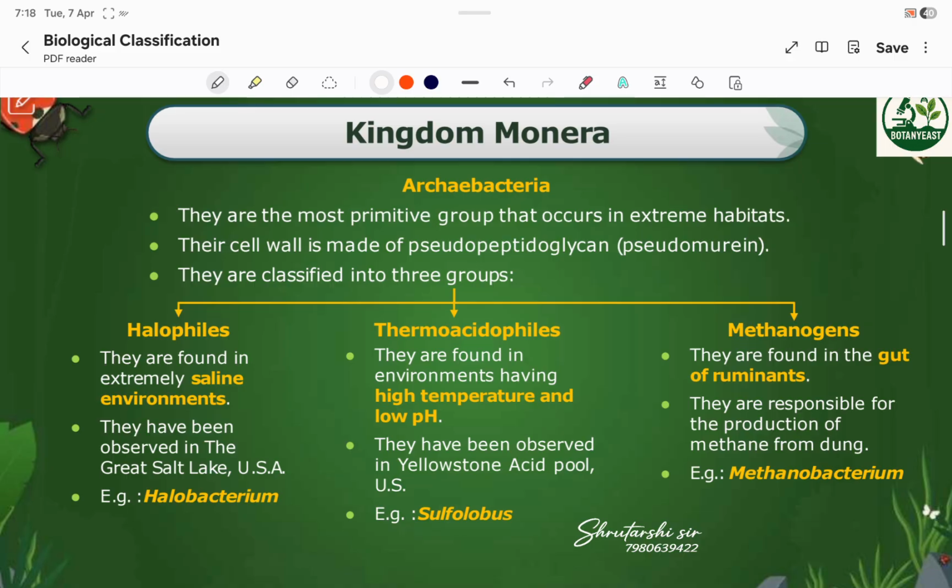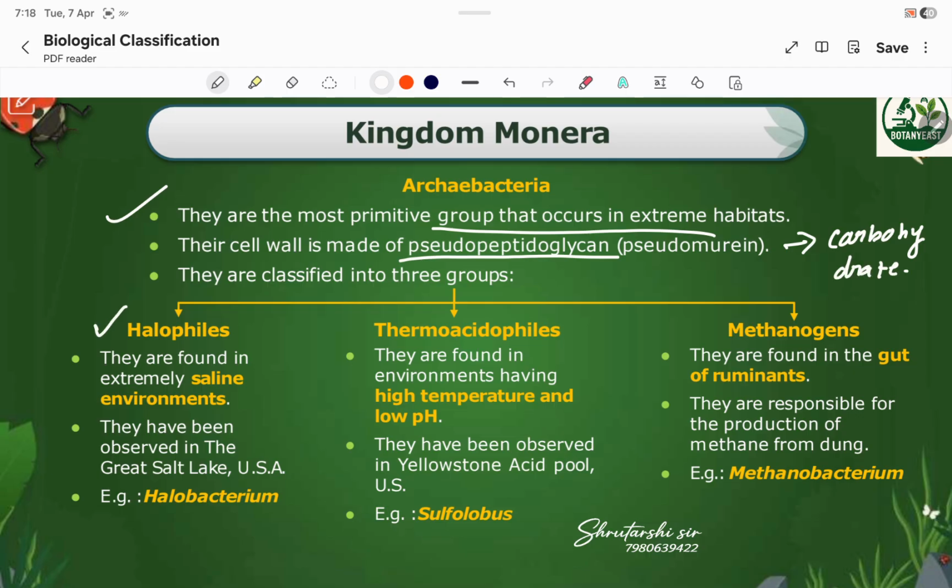Now, archaebacteria are the most primitive groups and they are present in the most extreme habitats. Their cell wall is made up of pseudopeptidoglycan. Pseudopeptidoglycan is a carbohydrate. Now comes the halophiles, the thermoacidophiles and methanogens.